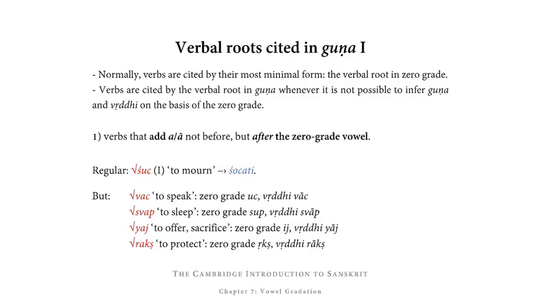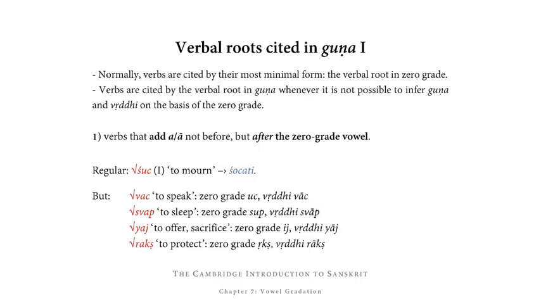If, on the other hand, we quote these verbs by reference to their roots in guna, so by referring to them as vach, svap, yaj, and raksh, we can, on the basis of these guna forms, infer what the zero grade is, and we do that simply by taking away the a.